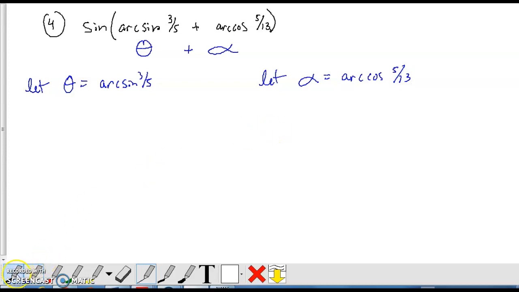Okay, so if I did this, right, this is like saying the sine of theta plus alpha. So using our sum and difference, this would be like saying the sine of theta cosine of alpha plus cosine of theta sine of alpha. So we have to figure out what we know.